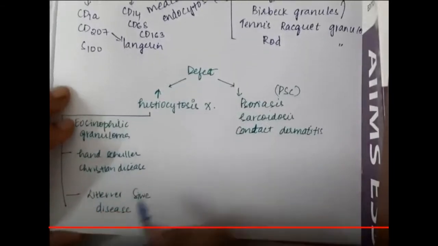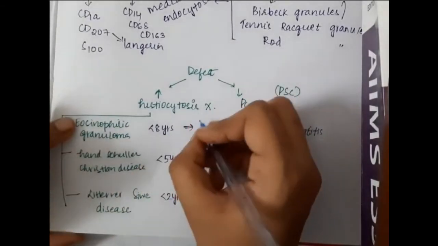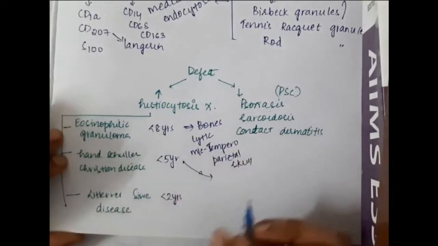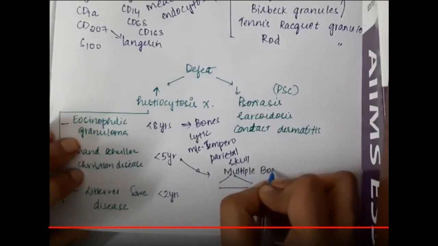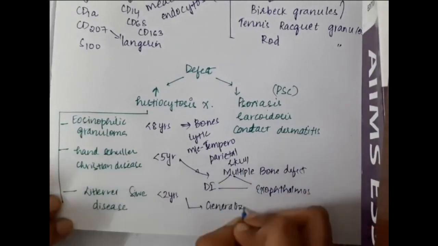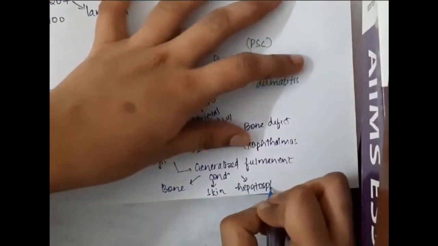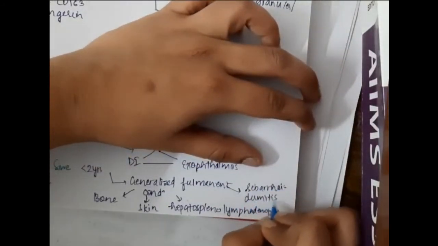Eosinophilic granuloma is seen in children less than 8 years old, Hand-Schuller-Christian disease in less than 5 years, and Letterer-Siwe disease in less than 2 years. In eosinophilic granuloma, you will see lytic lesions in the bone, most commonly in the temporoparietal area of the skull. In Hand-Schuller-Christian disease, seen in children less than 5 years of age, there is a triad of multiple bone defects, diabetes insipidus, and exophthalmos. Letterer-Siwe disease, seen in children less than 2 years old, shows a generalized fulminant condition involving bone, skin, and hepatosplenomegaly, and seborrheic dermatitis may also be seen.